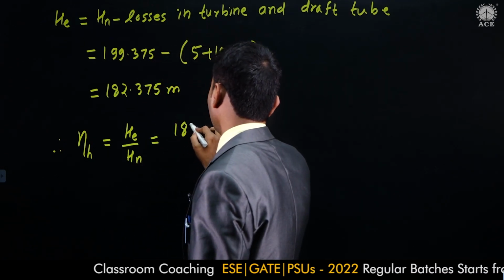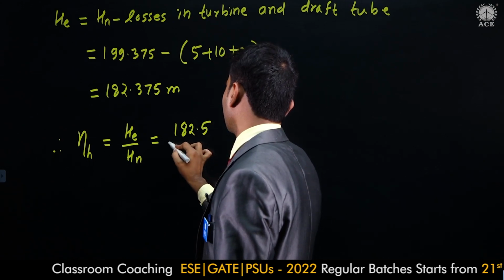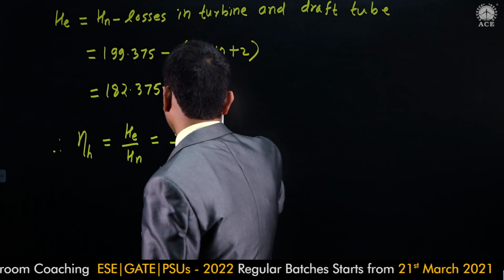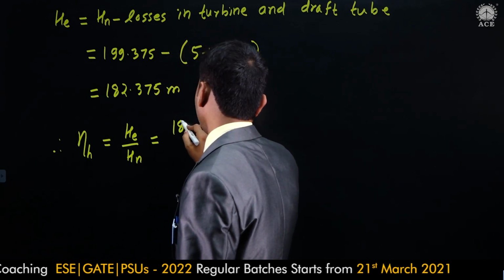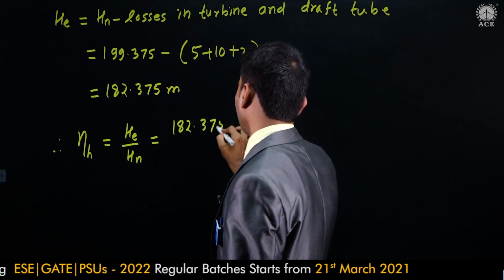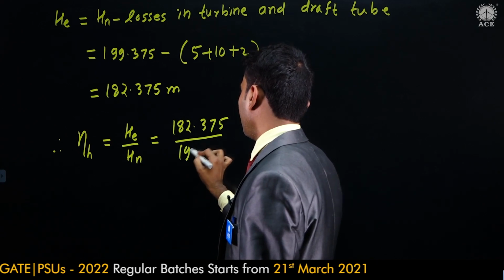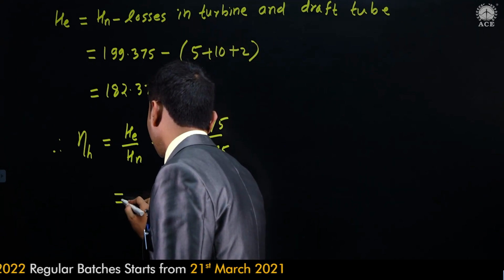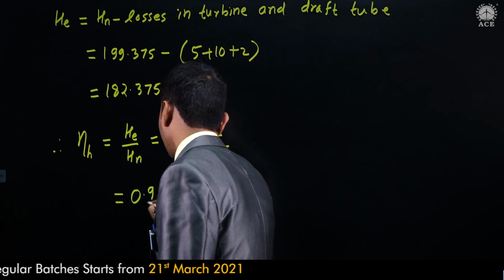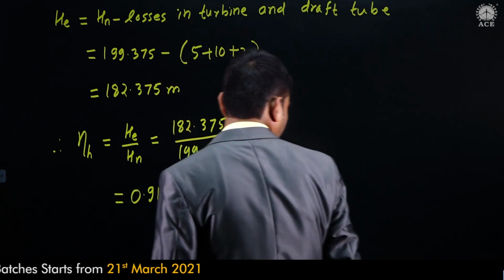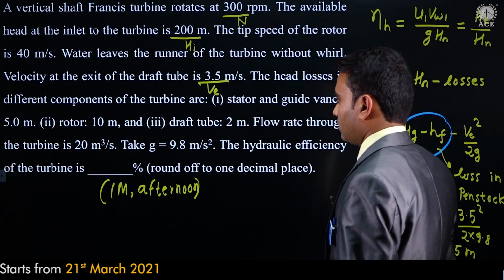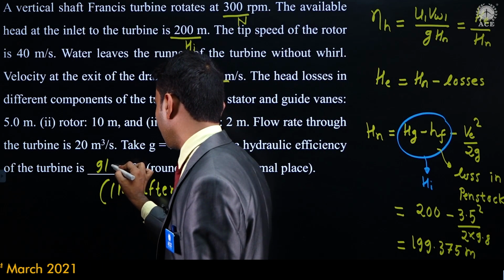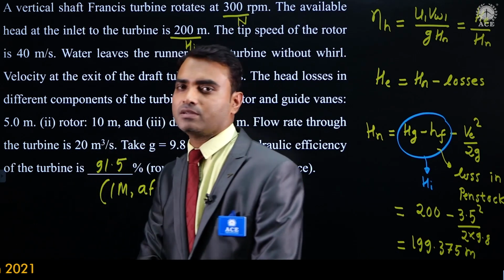Therefore, hydraulic efficiency is equal to HE divided by Hn, so 182.375 divided by 199.375. If you perform this calculation, you will get the answer 0.915, right? Here you have to enter that efficiency in percent. So the answer you should enter is 91.5%.